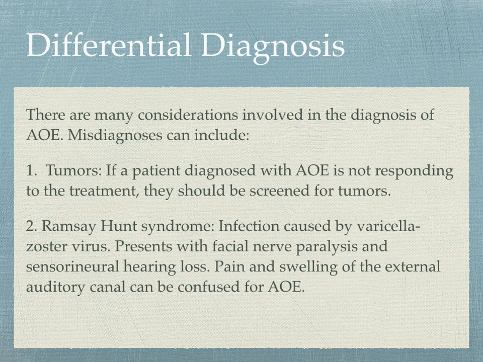Differential diagnosis. In order to provide appropriate treatment, it is very important not to misdiagnose otitis externa. There are many considerations to be made, and the following are common misdiagnoses. Malignant tumors. If a patient diagnosed with AOE is not responding to the treatment, they should be screened immediately for tumors. Ramsay-Hunt syndrome. This is an infection caused by the varicella zoster virus. Pain and swelling of the external auditory canal can be confused for AOE. However, Ramsay-Hunt syndrome also presents with facial nerve paralysis and sensorineural hearing loss.